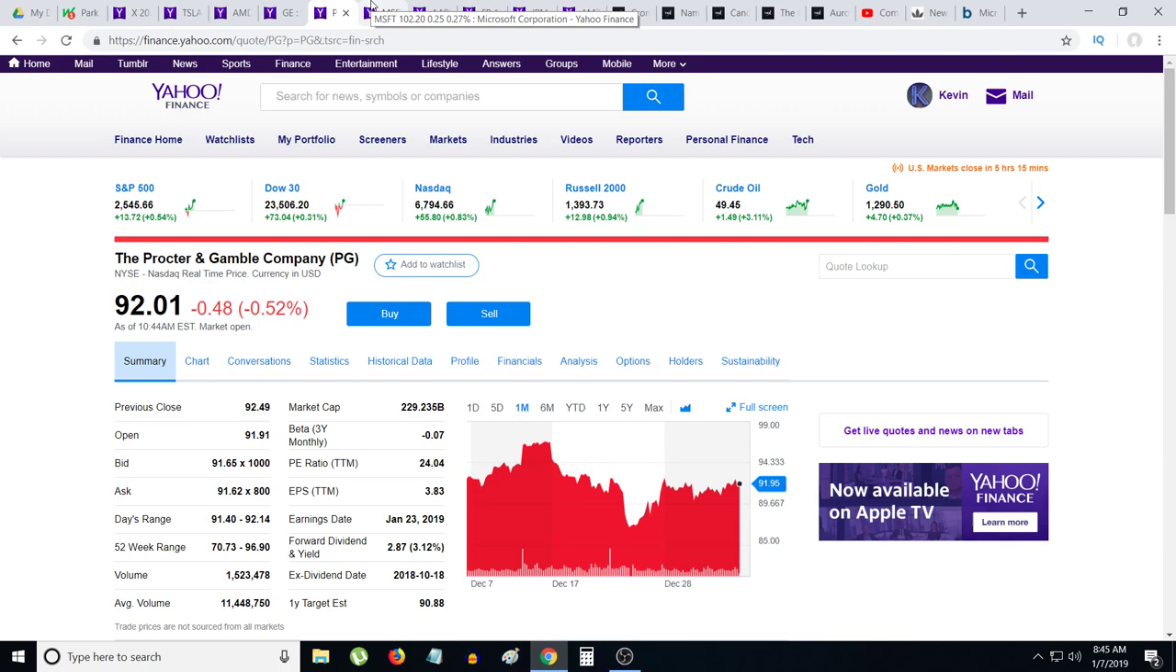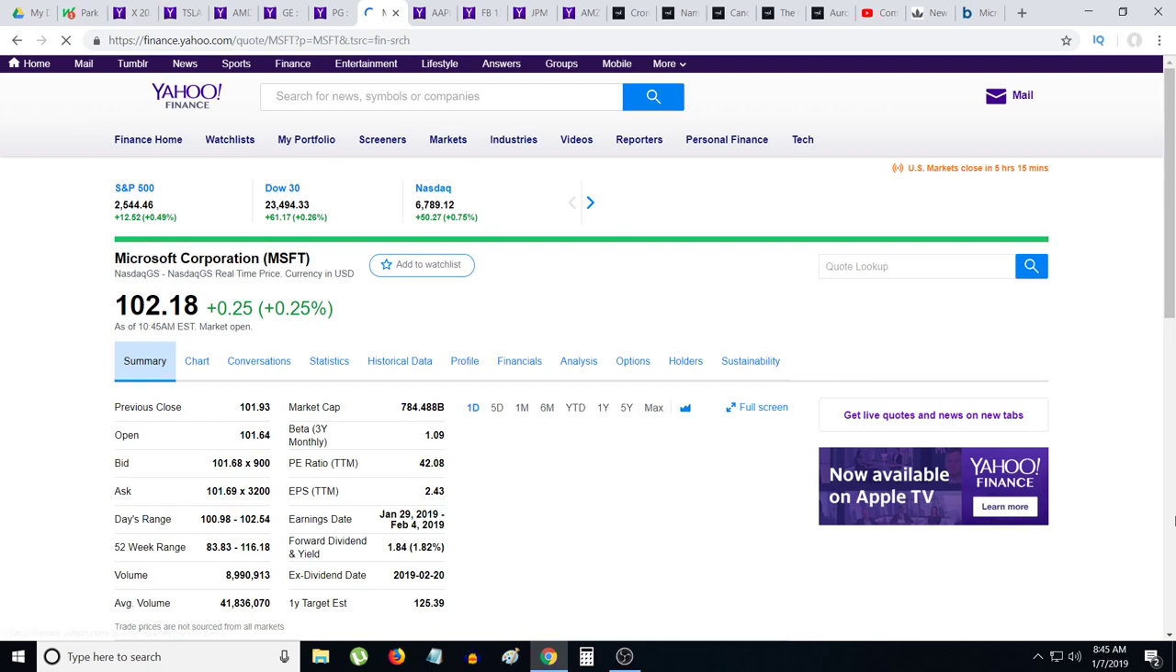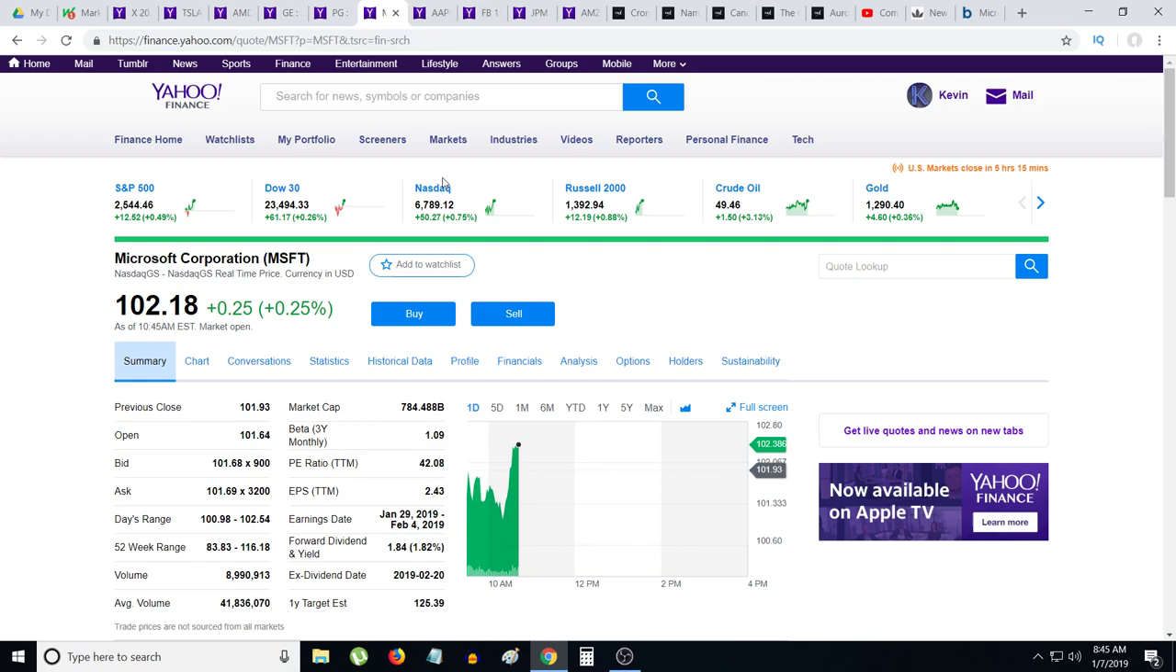Microsoft. I was planning to do a call option on Microsoft today, but I didn't, and now the stock is rising. Around here, I was like, oh, should I do a call option on Microsoft? But I didn't, so I kind of lost on that one.